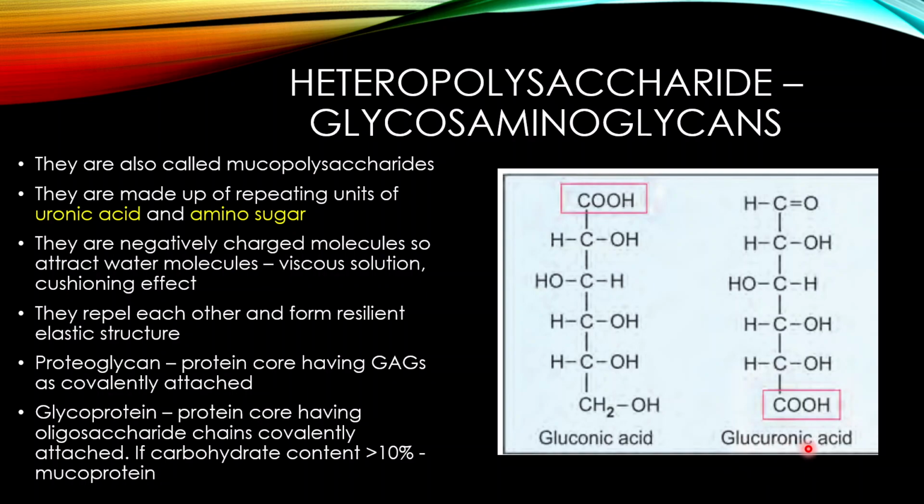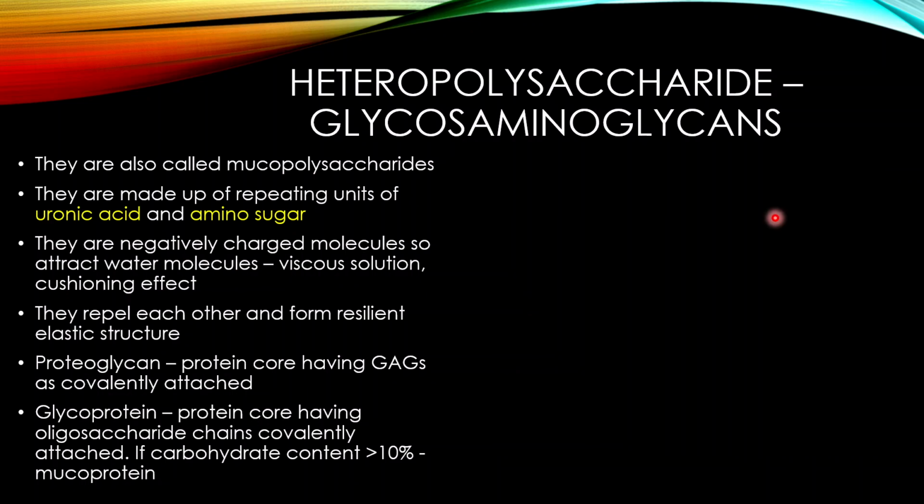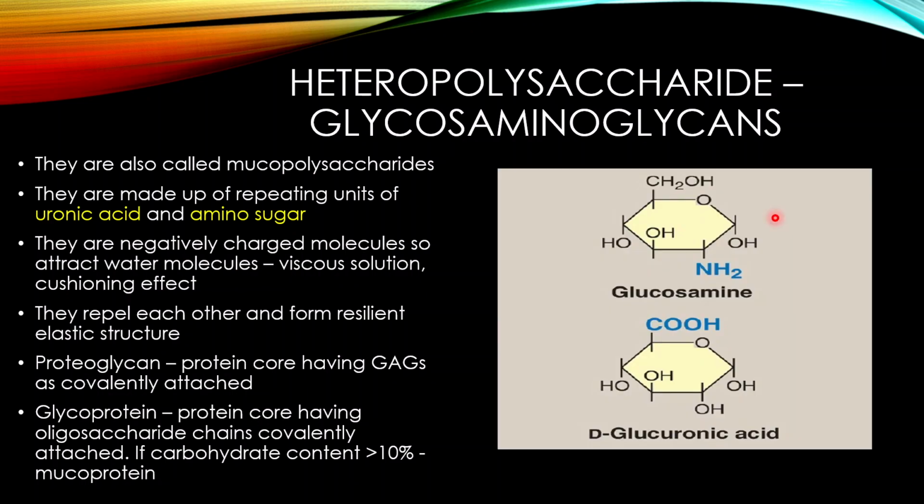So uronic acids are formed when the oxidation occurs at the last carbon atom, which forms the carboxylic group, and the functional carbon atom is spared. So oxidation is spared over here. So it is the repeating unit of uronic acid and amino sugar. Okay, so glycosaminoglycans are heteropolysaccharides which contain repeating units of uronic acid and amino sugar. Amino sugar is when the amino group is attached to a sugar molecule. So we have repeating units of uronic acid, amino sugar, uronic acid, amino sugar. So that repeating unit forms a glycosaminoglycan.